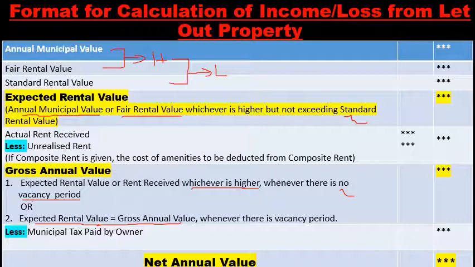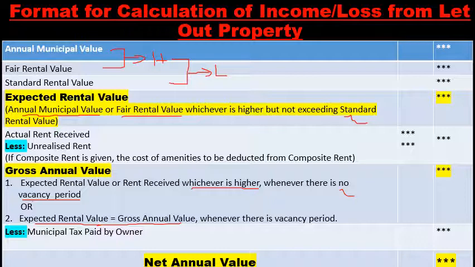So I repeat, the first one, expected rental value or rent received, whichever is higher, if there is no vacancy period. If there is a vacancy period, then expected rental value is equal to gross annual value. If there is a vacancy period, means there is no comparison. Expected rental value itself is the gross annual value.